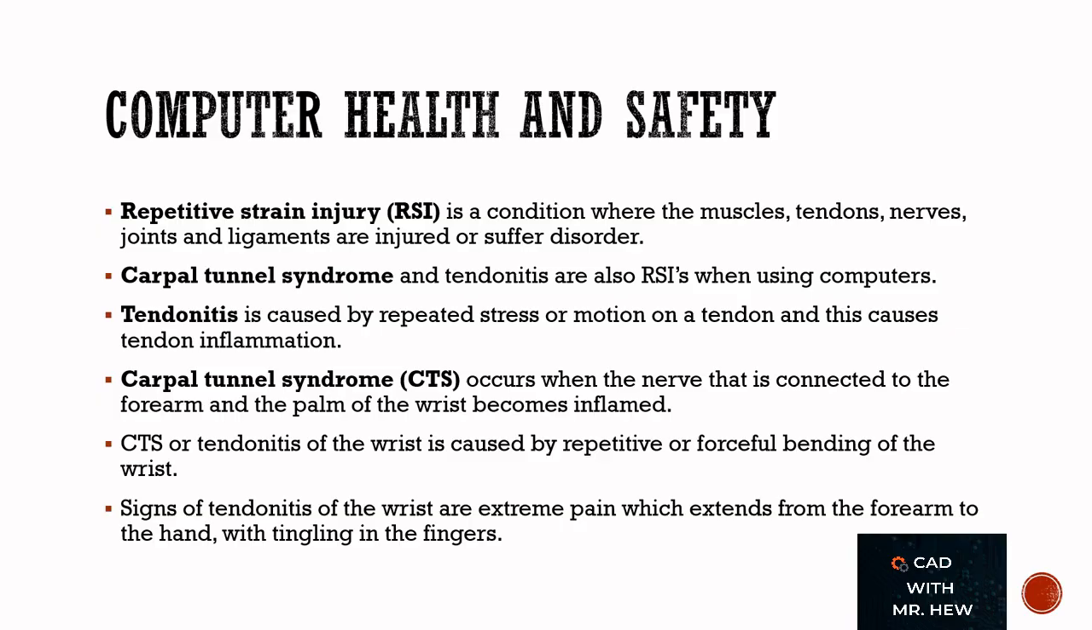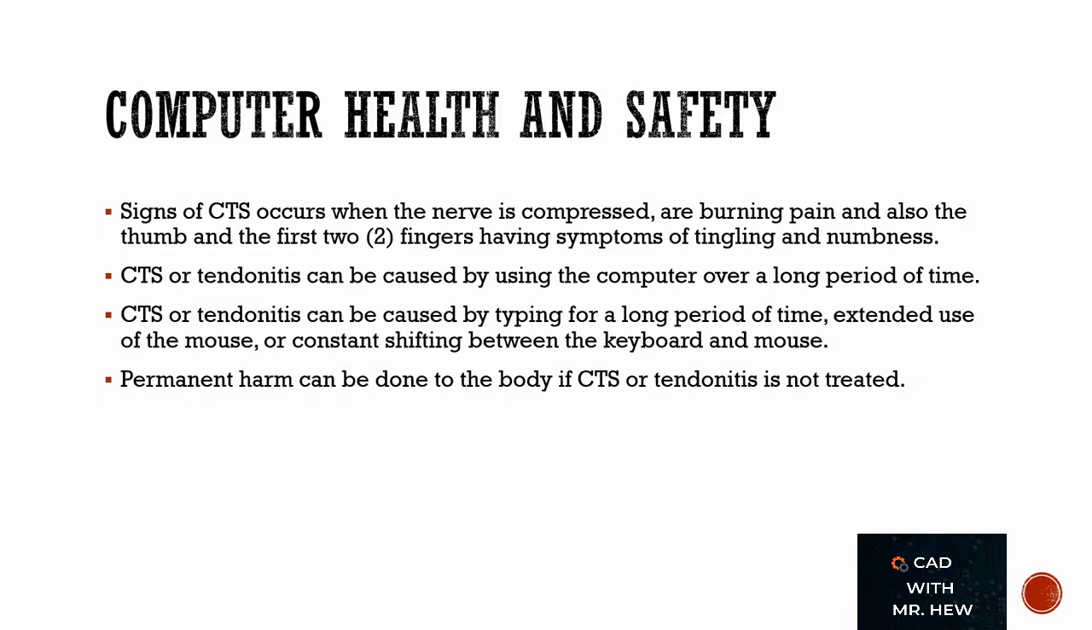Signs of tendonitis of the wrist are extreme pain, which extends from the forearm to the hand, with tingling in the fingers. Signs of CTS, which occurs when the nerve is compressed, are burning pain, and also the thumb and two fingers having symptoms of tingling and numbness.